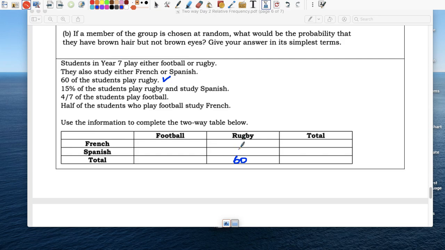It's right here. I'm going to put a line here. But 15% of what? Of the students play rugby and study Spanish. So I need a total. So I'm going to leave that for a little bit later. 4/7 of the students play football.